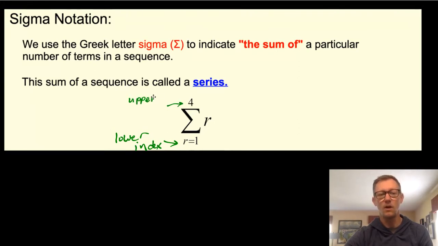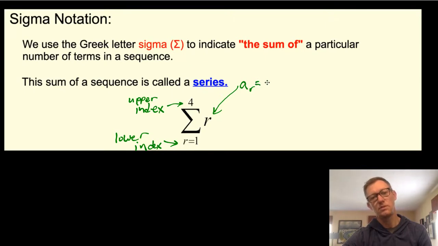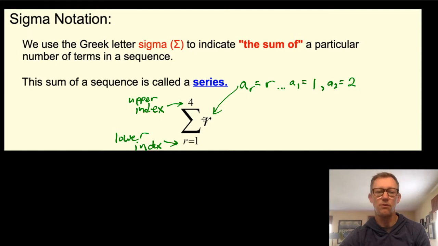And then the r is a really simple formula, but this is a formula for the sequence. We might have had this before, like a sub r equals r, and that would be a formula for the sequence. And we'd say, well, what's a sub 1? Well, that would be plugging in 1 for the expression. That would just be 1. What's a sub 2? And so on. So this is a formula for the sequence that we're going to be adding up.